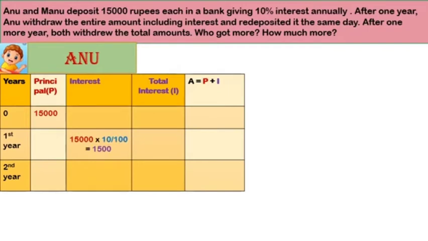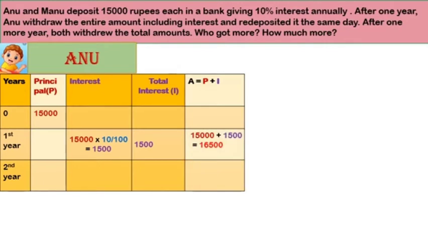So first year interest is principal amount into R divided by 100, that is PNR. Here n is 1, isn't it? 15,000 into 10 by 100, that is 1,500. So after 1 year, how much amount Anu got? 15,000 plus this interest, that is 16,500.